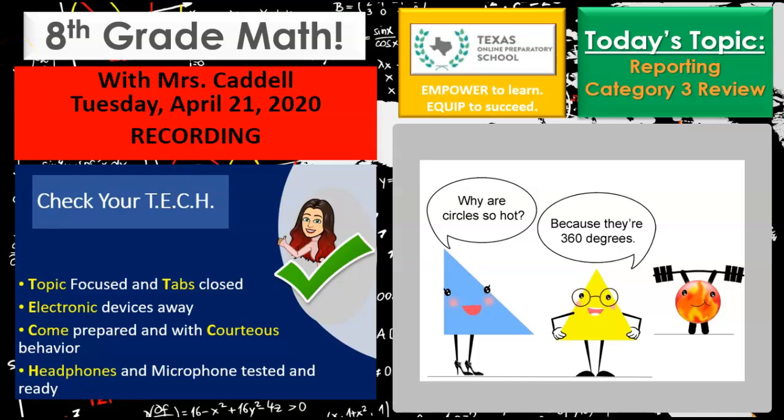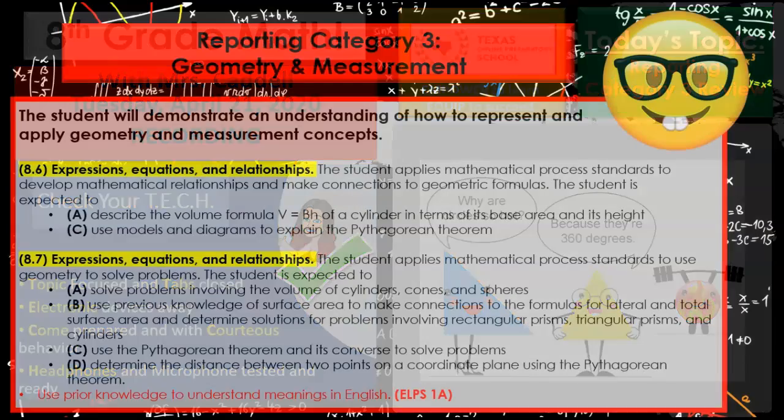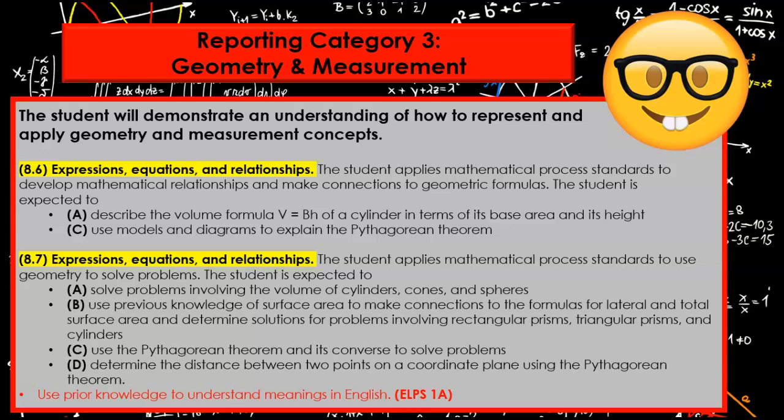2020, and this week we are reviewing reporting category 3. So we're going to be talking about expressions, equations, and relationships, specifically looking at the geometric formulas for volume and the Pythagorean theorem. We're also going to be talking about surface area and the converse of the Pythagorean theorem.